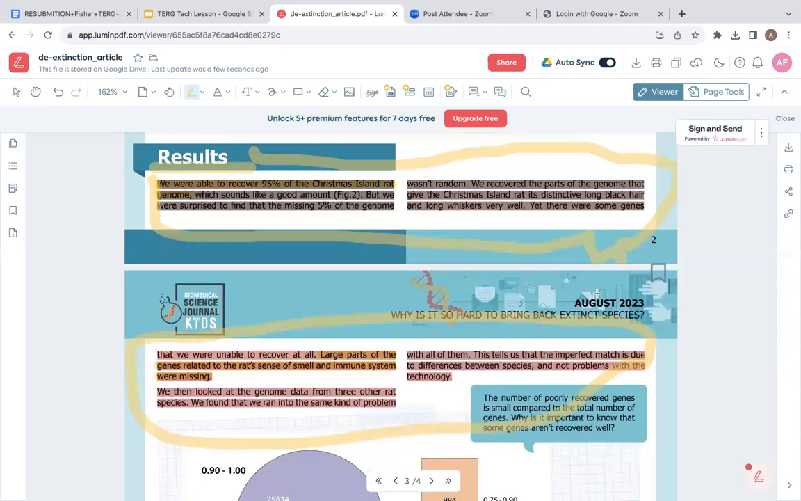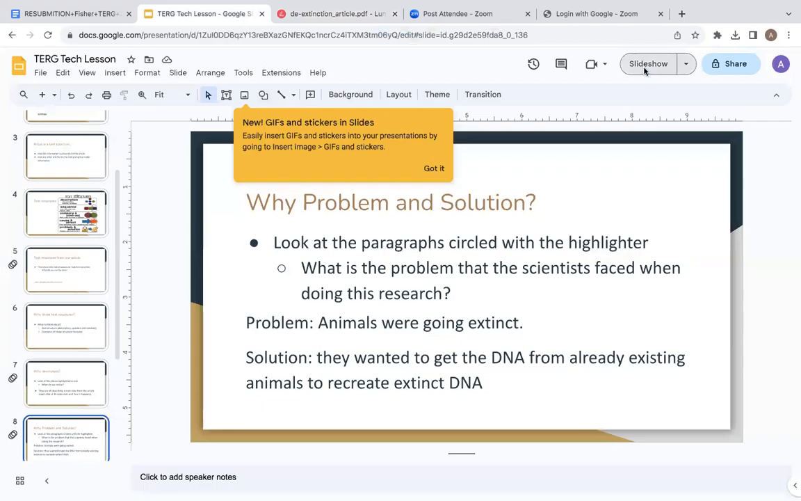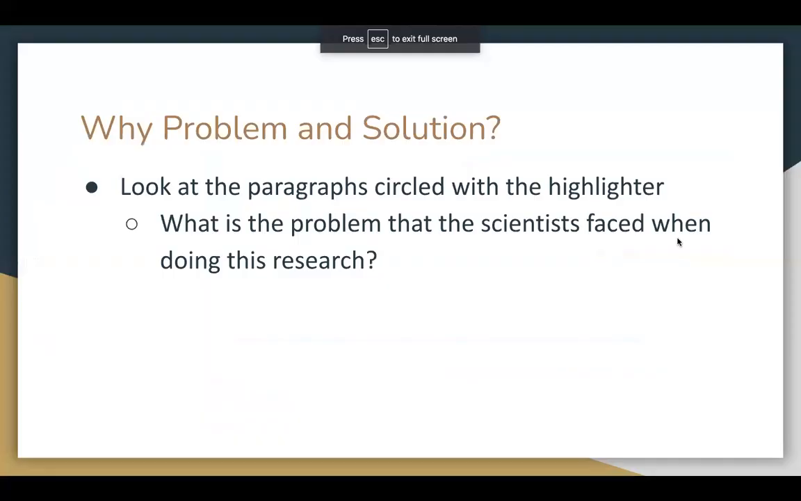We then looked at the genome data from the 3 other rat species. We found that we ran into the same kind of problem with them all. This tells us that the imperfect match is due to the difference between species and not the problem with our technology. So we're going to think broad here when we're thinking about the main problem of this article. What is it? And then what's the solution that we're trying to get?